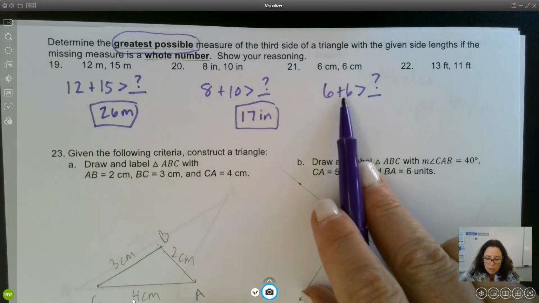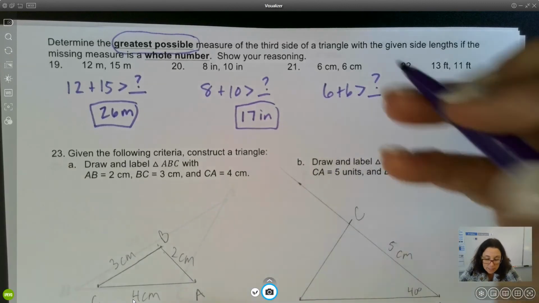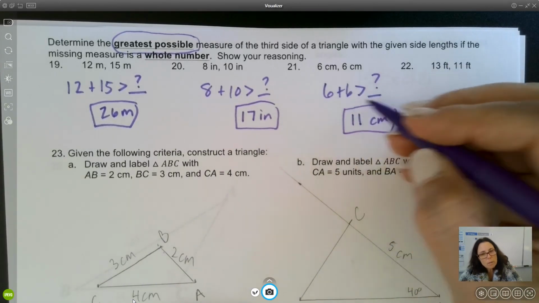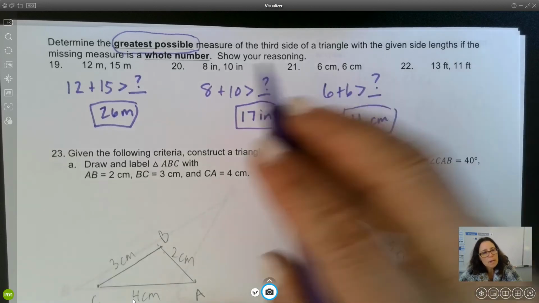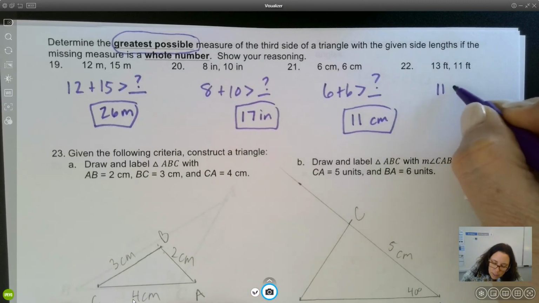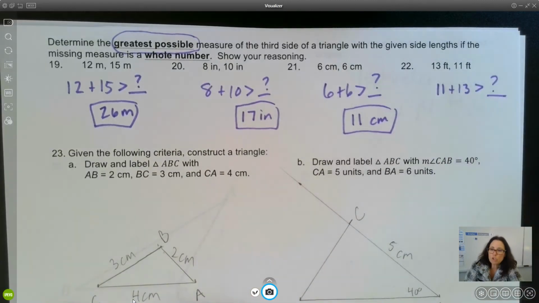Okay, this would be 12. 12 is greater than 11 centimeters. Okay, 12 is greater than a bunch of numbers, but we want the largest. Okay, and then this last one, 11 plus 13 is greater than question mark.